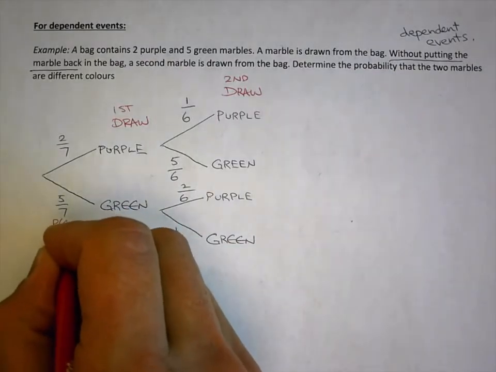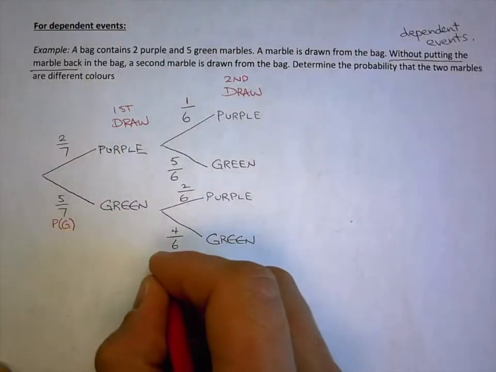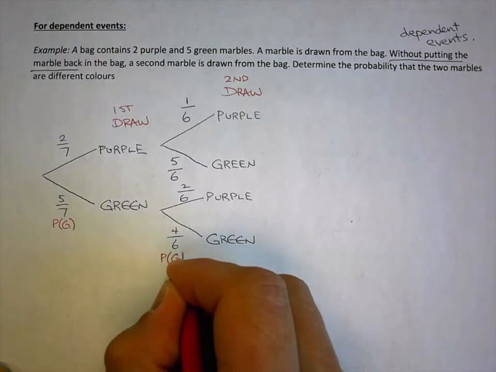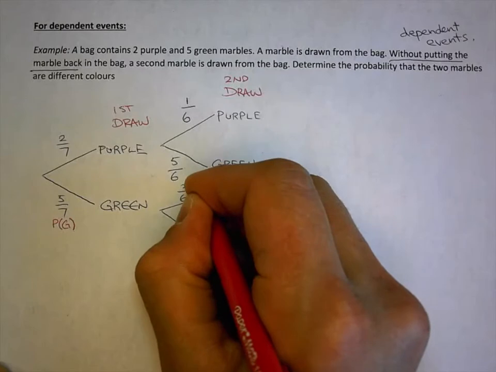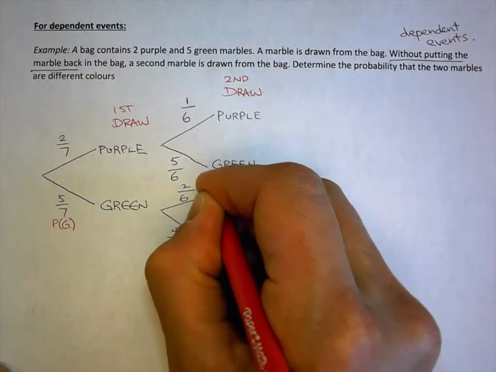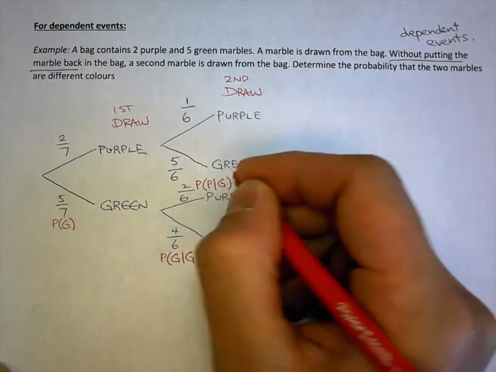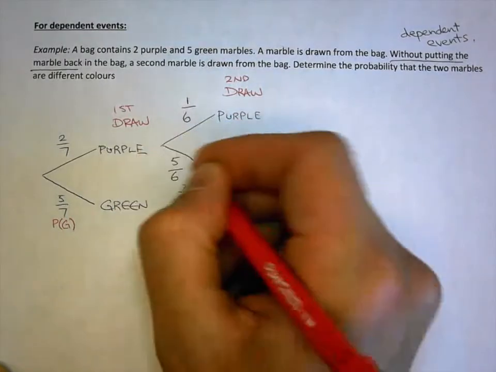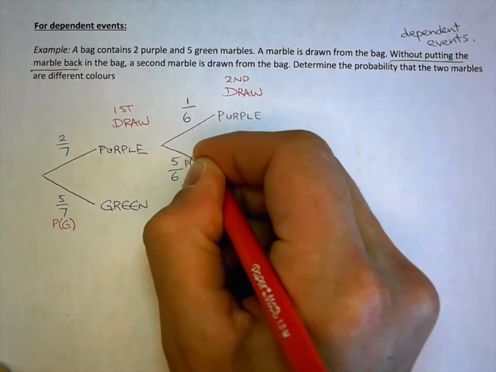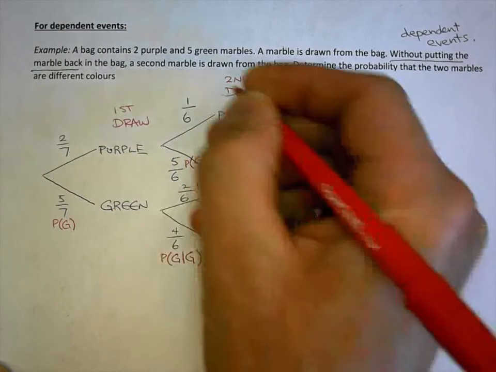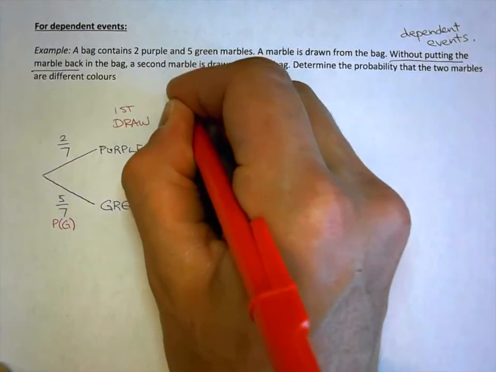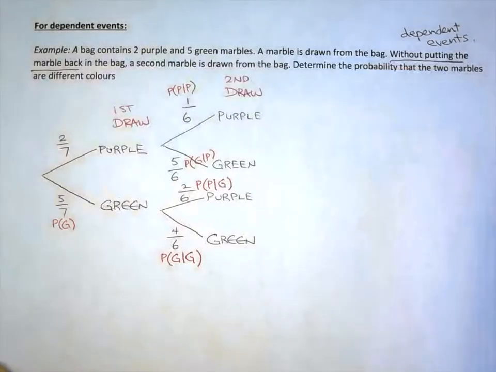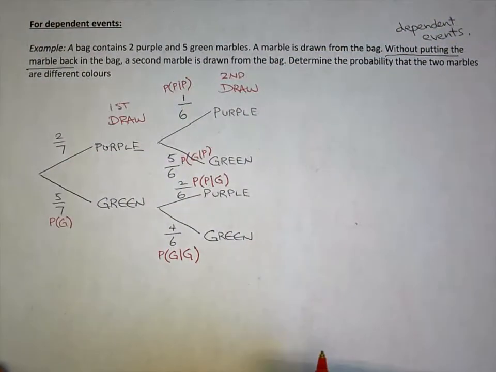If you want to call this the probability of green, this would be the probability of green given that green has been drawn. This one here would be the probability of purple given that green is drawn. So just to give you an idea, probability of green given purple, and this is probability of purple given purple. So just to show how they still relate to the conditional probability lesson.